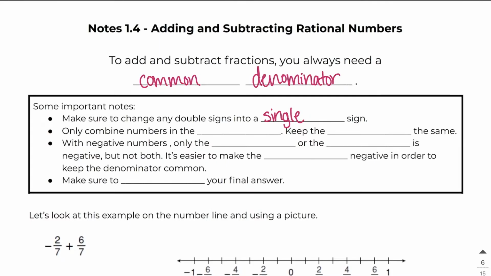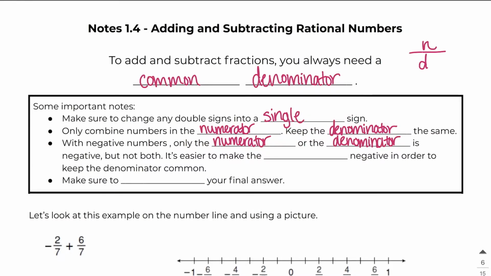Only combine numbers in the numerator. Remember, just a reminder, when you have a fraction, the top number is the numerator and the bottom number is the denominator, okay? And we're going to keep the denominator the same. But with negative numbers, only the numerator or the denominator are negative.